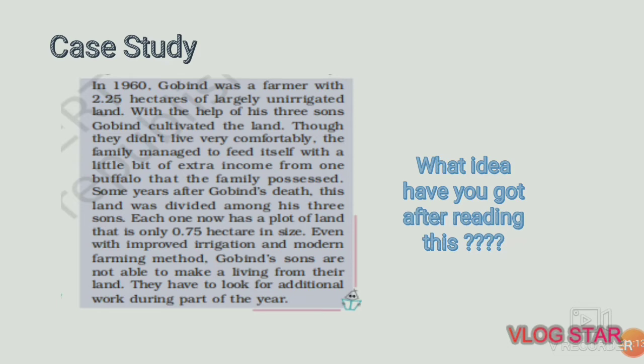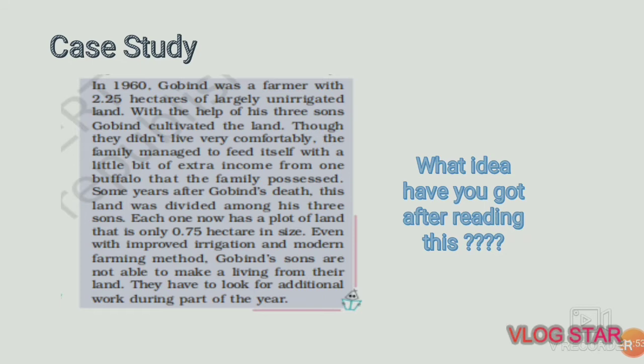Okay, now there is a case study, and this shows what the farming conditions actually are, not only in this chapter but also in and around us, and even in villages. Okay, so let's read this. In 1960, Gobind was a farmer with 2.25 hectares of largely unirrigated land. With the help of his three sons, Gobind cultivated the land. Though they did not live very comfortably, the family managed to feed itself with a little bit of extra income from one buffalo that the family possessed.